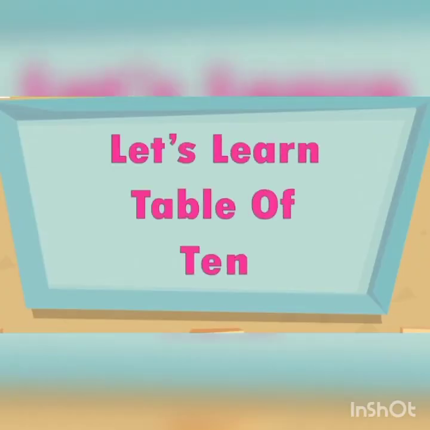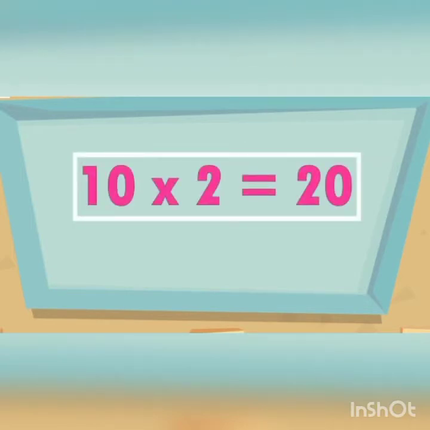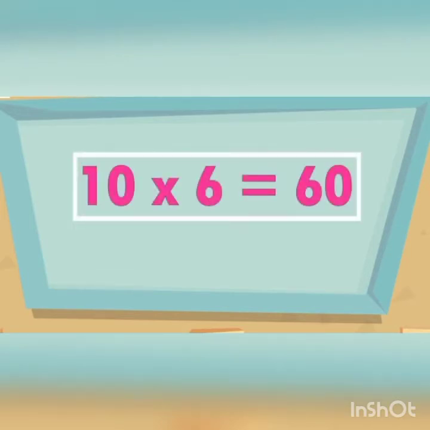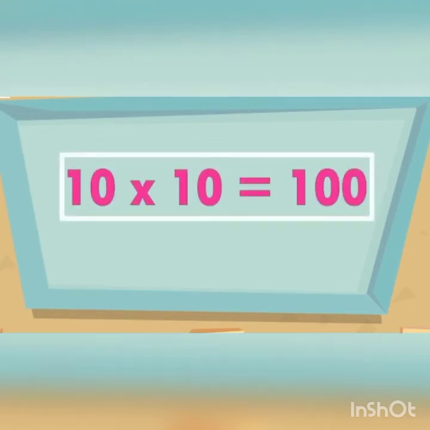Let's learn the table of 10. 10 1s are 10. 10 2s are 20. 10 3s are 30. 10 4s are 40. 10 5s are 50. 10 6s are 60. 10 7s are 70. 10 8s are 80. 10 9s are 90. 10 10s are 100.